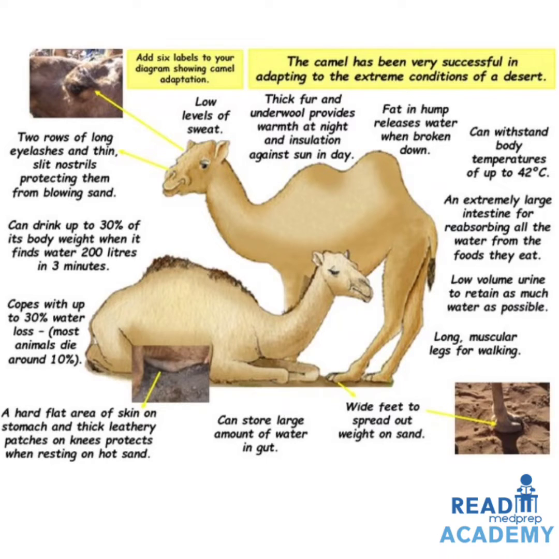A hard, flat area of skin on the stomach and thick leathery patches on knees protect when resting on hot sand. Copes with up to 30% water loss. Most animals die around 10%. Can drink up to 30% of its body weight when it finds water, 200 liters in 3 minutes.